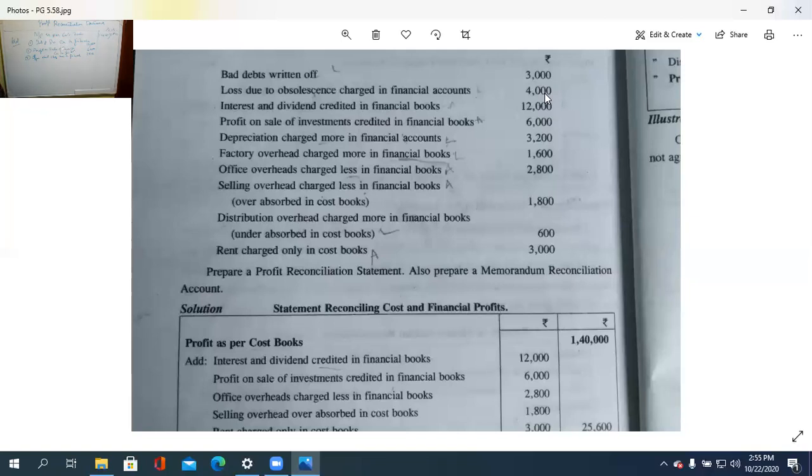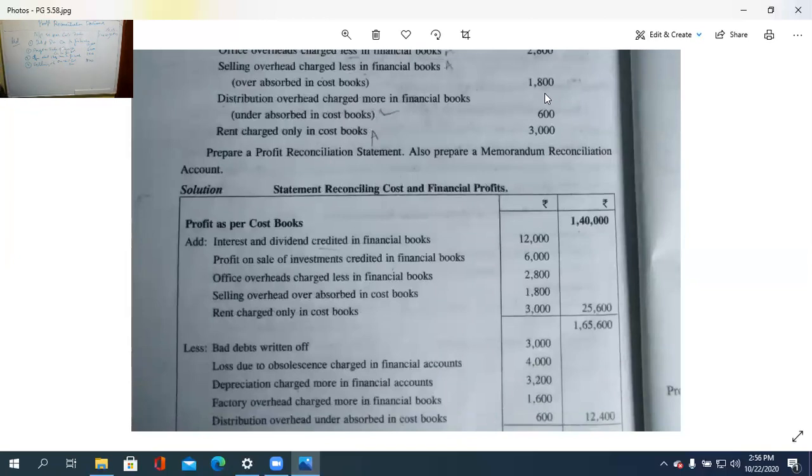Financial books, but post books over absorbed. So selling overhead over absorbed in post books. Financial books: deduct over absorbed in post books, while under absorbed in financial books, that is charged less in financial books. So 1,800. Okay. Then next is distribution overcharged more in financial books.